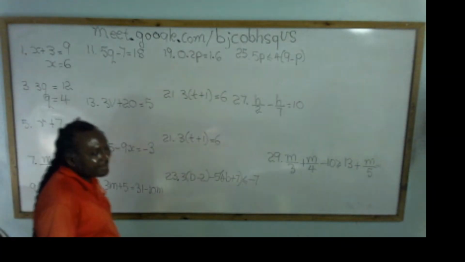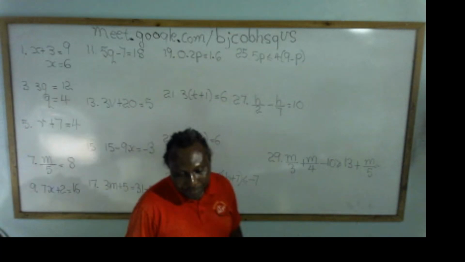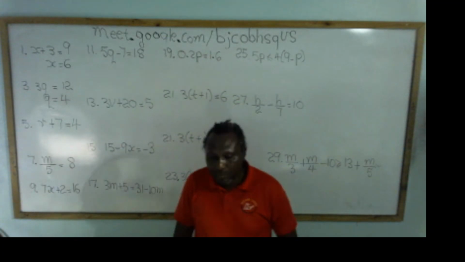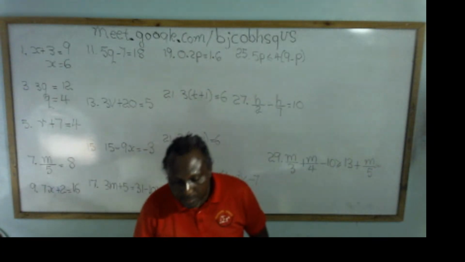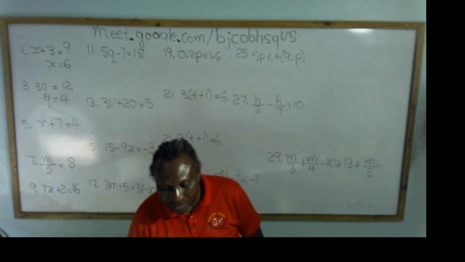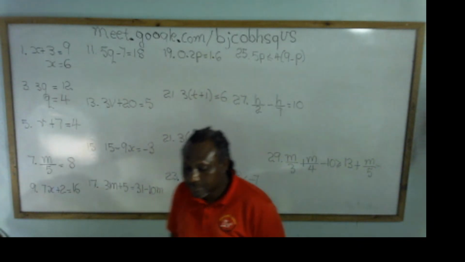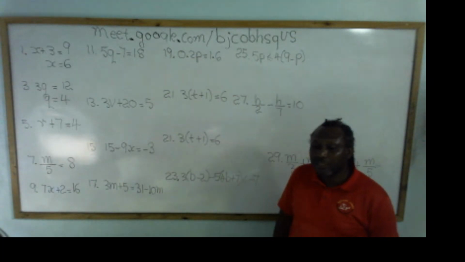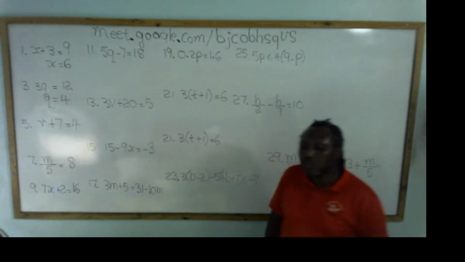r plus 7 is equal to 4. We are going to do that by subtraction. So we are going to eliminate the 7 by subtraction, and we are going to subtract 7 from both sides.